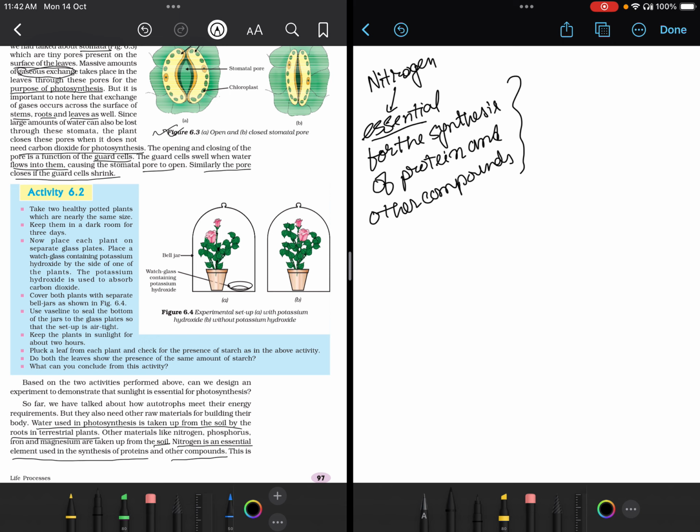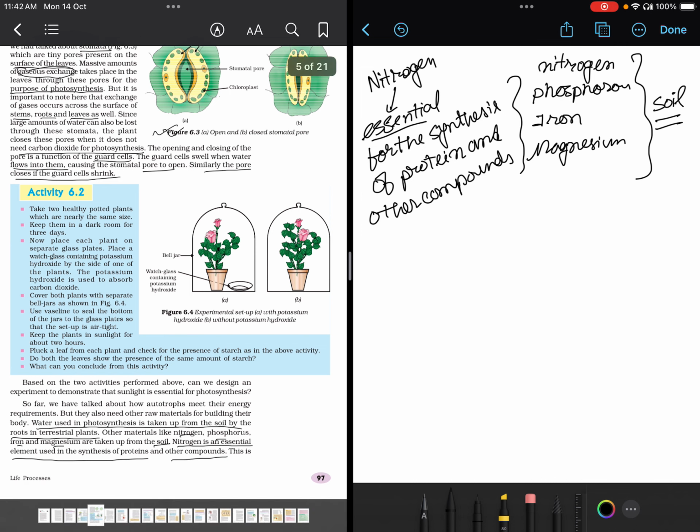And what are the other elements they talked about? Nitrogen, phosphorus, iron, magnesium. These are taken up from the soil. Now let's go to the next page.